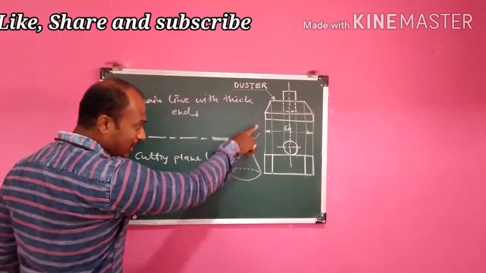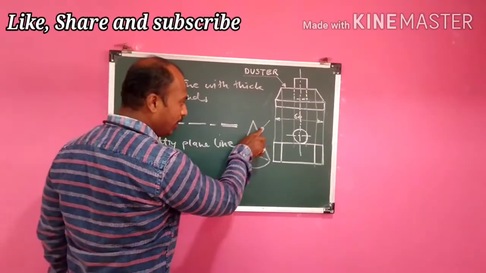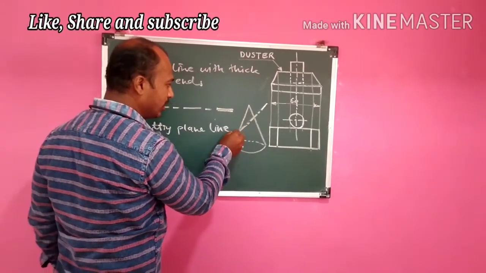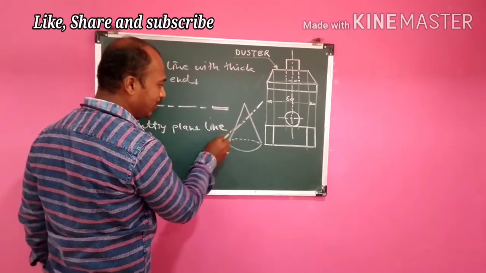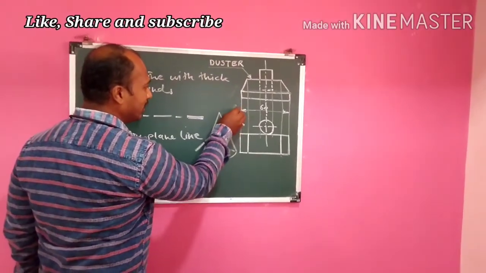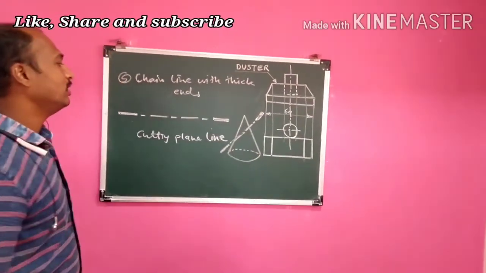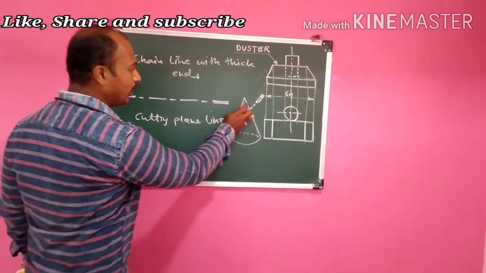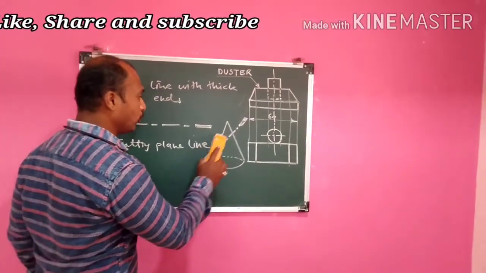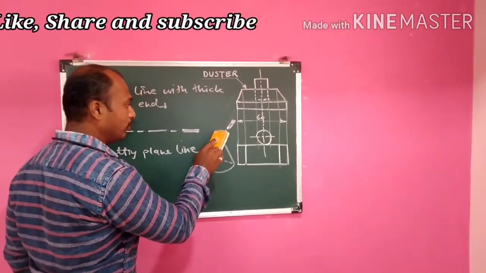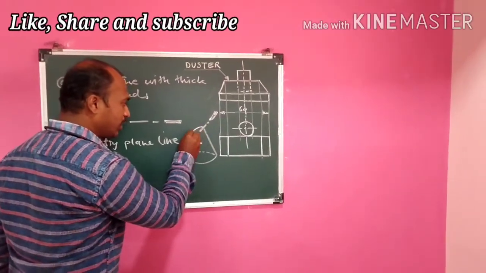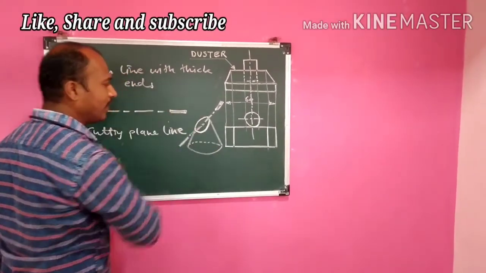So to show that the cone is cut from here, we need to show that by using this type of line, that is the cutting plane line. Its ends are thick, a chain line with thick ends. So this is the chain line with thick ends that we use here as the cutting plane line. Now, suppose we remove this portion, and we draw its section here. So its section will be an elliptical section like this.